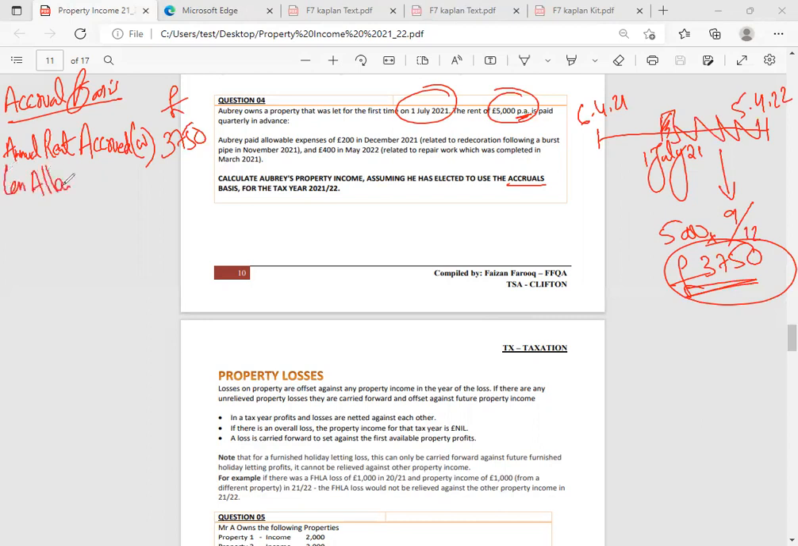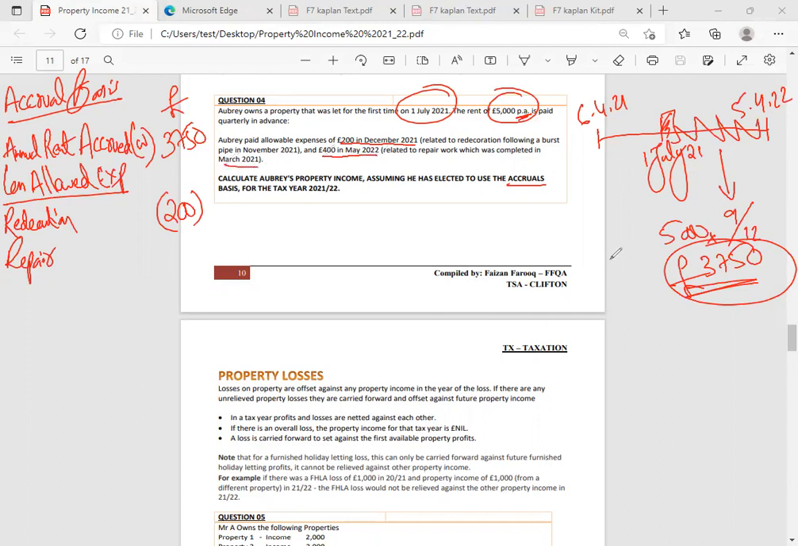Now, less allowable expenses. How many expenses do we have? Only one. The name is? Allowable expenses of £200, in December. Do we deduct it, yes or no? Yes. What about the next one? £400. No.